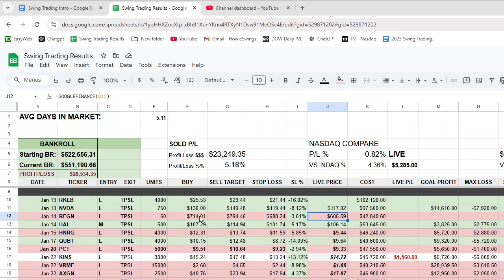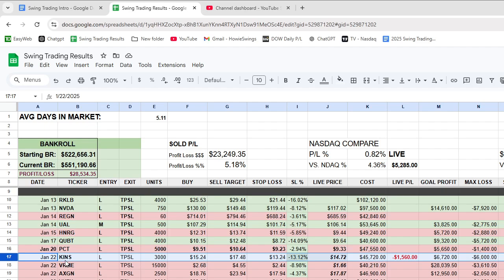This one I bought at 714, stop loss 688. It's below my stop loss still many days later. This one was a win, bought at 107, sold at 114. It's currently 106. So again, it's within my stop loss, but it's still down from my purchase price, and so on. So I won't go through all these. Eventually I'll delete the ones that I'm not active in. So basically the ones I'm active in are the ones that are white.